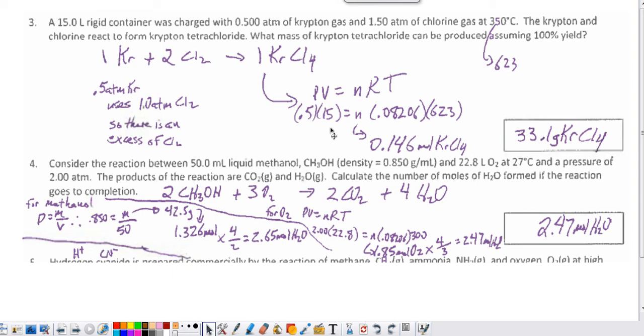So I used that 0.5 atmospheres of krypton tetrachloride. The volume was 15. R, how did I pick this R? This is a common question. R was an atmosphere, pressure was an atmosphere, so R has to be the atmosphere version of R. Temperature in Kelvin. So I solved for moles, and then used the periodic table, and krypton, a rarely used element, I had to look its mass up. I converted it to grams.